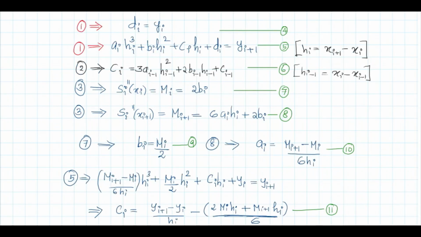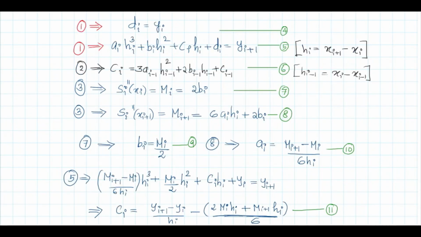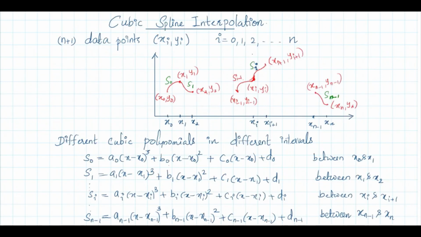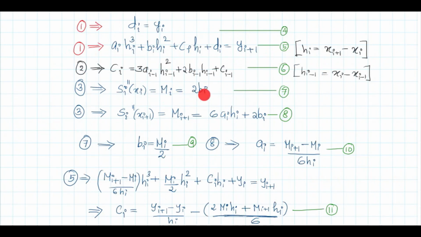So take Si double prime at xi. Here you have Si double prime. When you put x equal to xi, this term will vanish. You will get 2bi, and call it mi. What is mi? It is the second derivative of the ith spline at the junction, at the x value xi. This is the ith spline, and its second derivative at the starting point is denoted as mi.